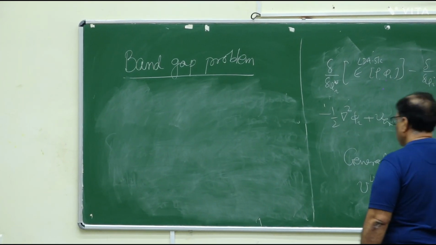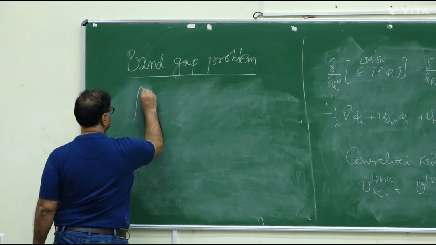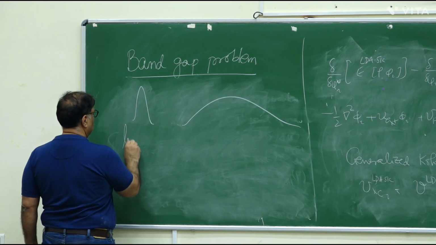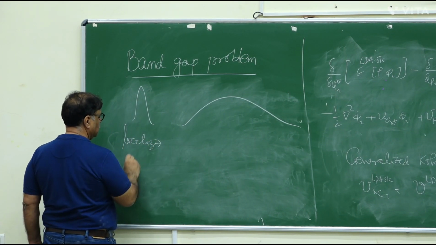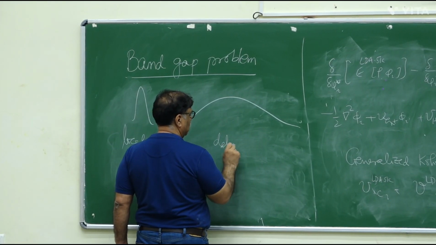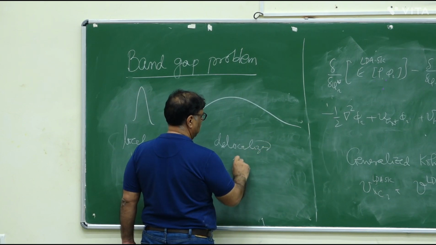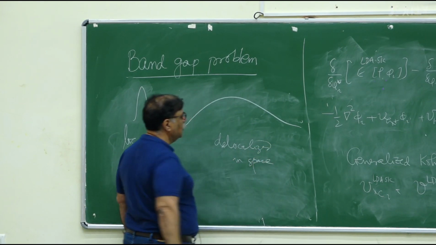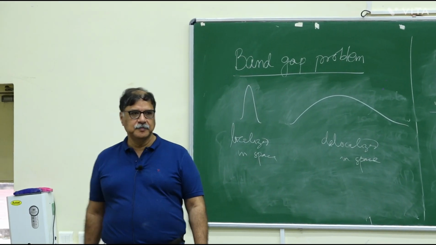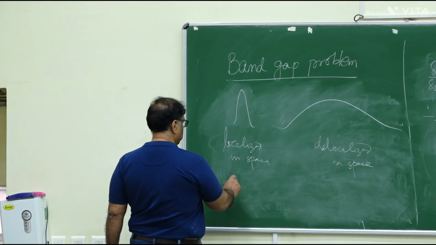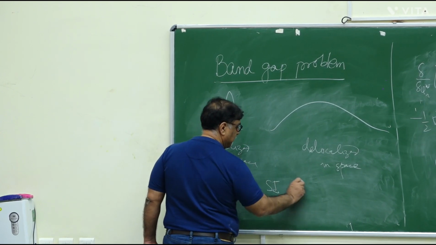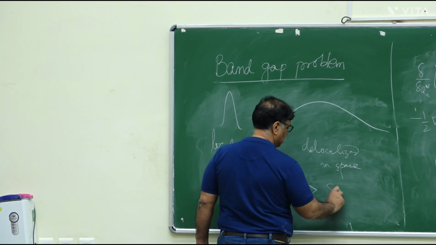Let's consider orbitals which are localized and ones which are delocalized. This one is localized in space and this is delocalized. Which one do you think has more self-interaction, more Coulombic potential? Localized. So this has larger self-interaction compared to this.